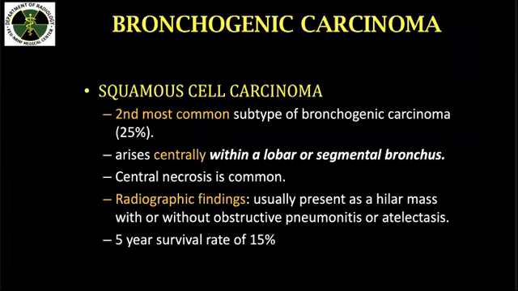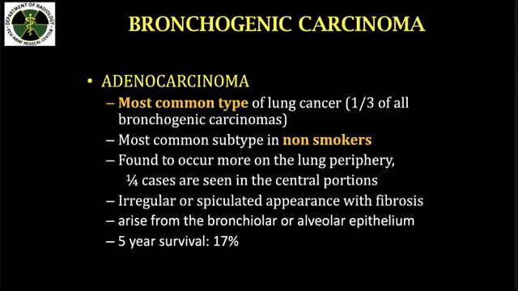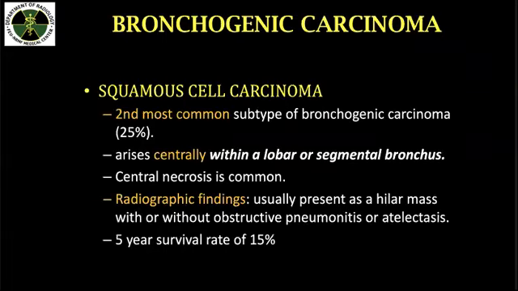Next we have squamous cell carcinoma. It is the second most common subtype of bronchogenic carcinoma that arises centrally within the lobar or segmental bronchus. Remember the word centrally within a lobar or segmental bronchus. Adenocarcinoma is seen along the lung periphery. Adenocarcinoma, lung periphery. Squamous cell carcinoma arises within a lobar or segmental bronchus.